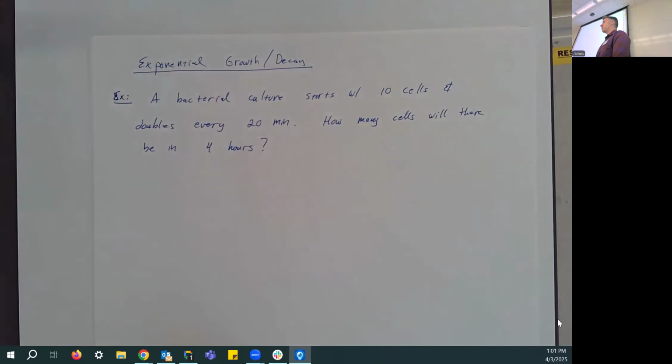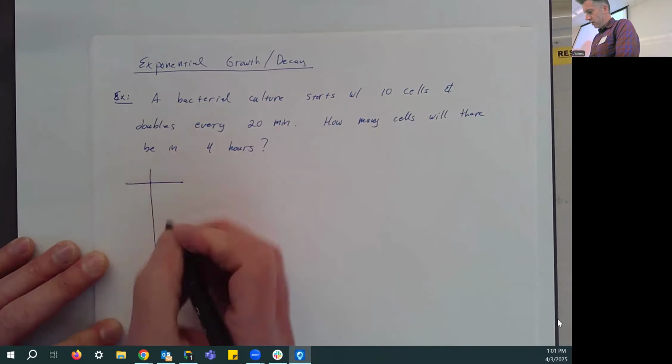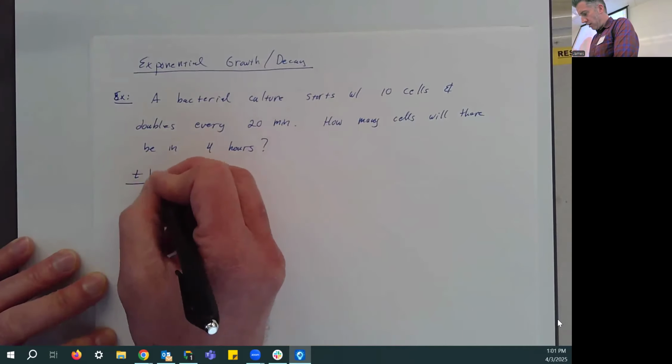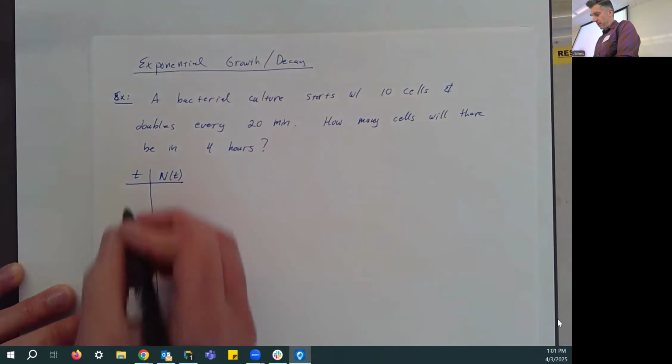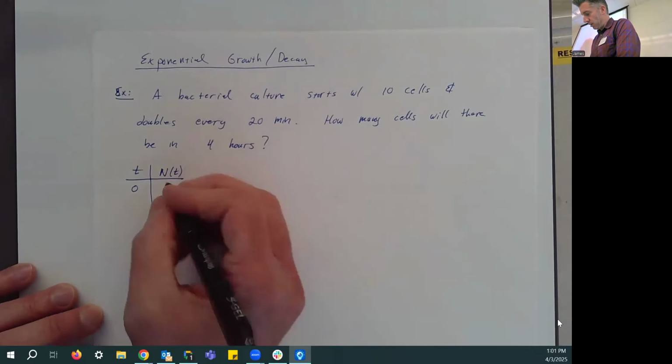Well, we could figure this out kind of just in a brute force sort of way, right? If we're doubling every 20 minutes, then we're going to double what, like 12 times, I think. So you can just double, right? That's one way you could approach this. Let's actually write that out because it does show us something useful here. So here's our time, and here's our number of bacteria as a function of time. So at time equal to 0, no time has passed. We're starting with 10 bacteria.